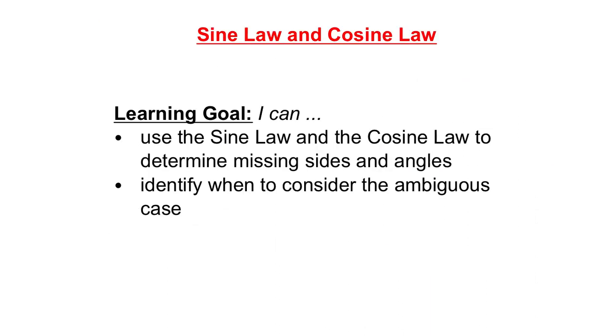And the sine law is one of the trigonometry laws that we're going to look at in this lesson. We're going to look at the sine law and the cosine law. You might remember these from grade 10, and we're going to review how to use those in this lesson. We're going to use the sine law and the cosine law to determine missing sides and angles, and we're going to talk about something new. We're going to identify when to consider the ambiguous case. We're going to talk about what that is and when to consider this.